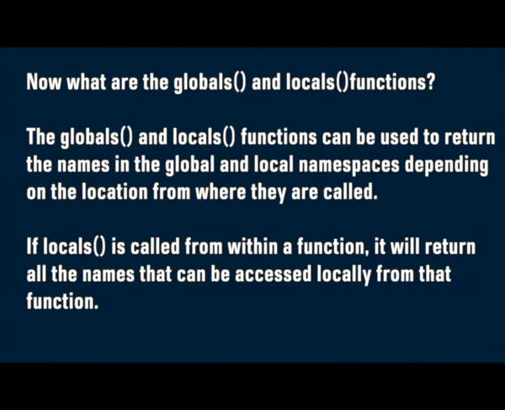Now, what are the globals and the locals functions? The globals and the locals functions can be used to return the names in the global and the local namespaces depending on the location from where they are called. If locals is called from within a function, it will return all the names that can be accessed locally from that function. If globals is called from within a function, it will return all the names that can be accessed globally from that function. The return type of both these functions is a dictionary. Therefore, names can be extracted using the keys function.